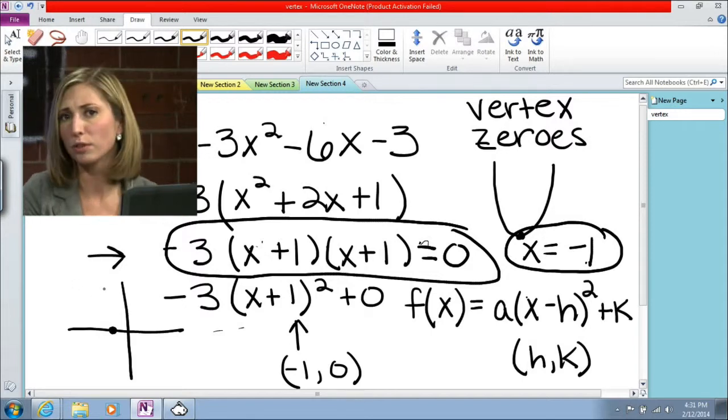So I hope this helps. We'll go into a little bit more about factoring, and we'll go into a little bit more about vertex form and some back to basics to come. So I hope that helps though.